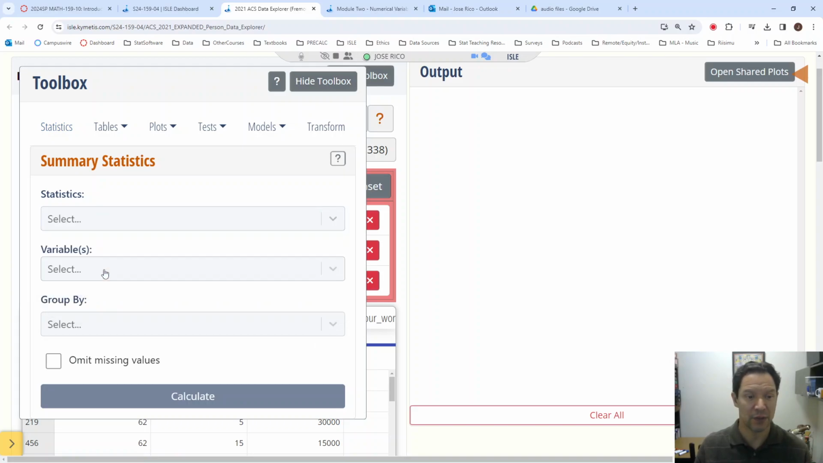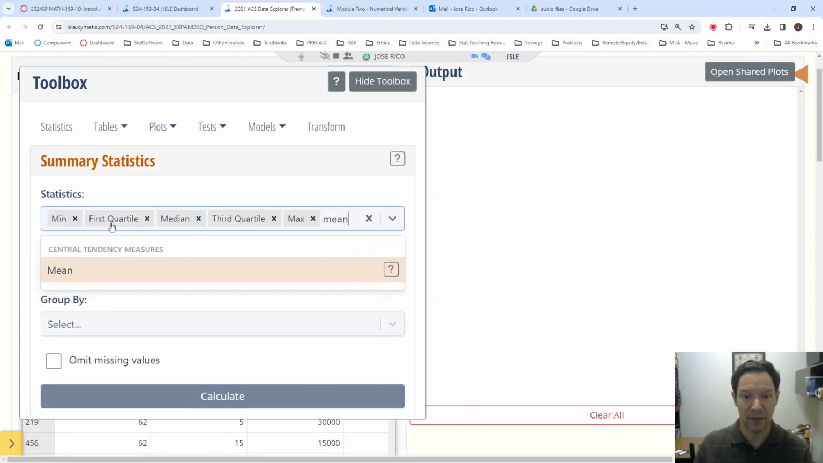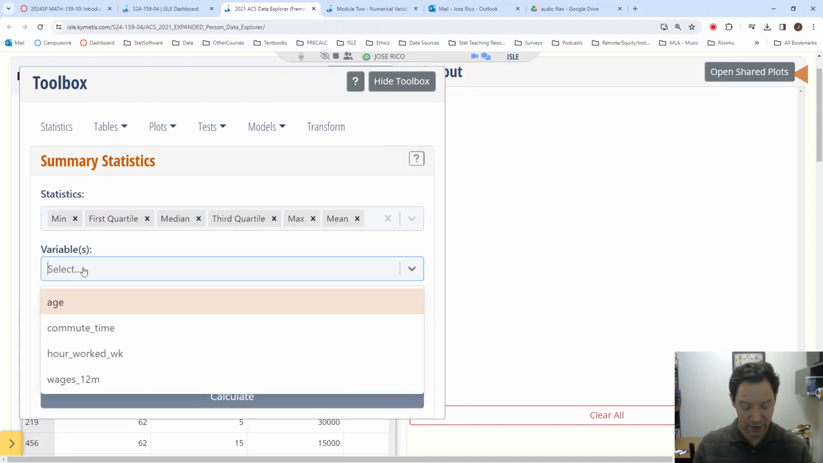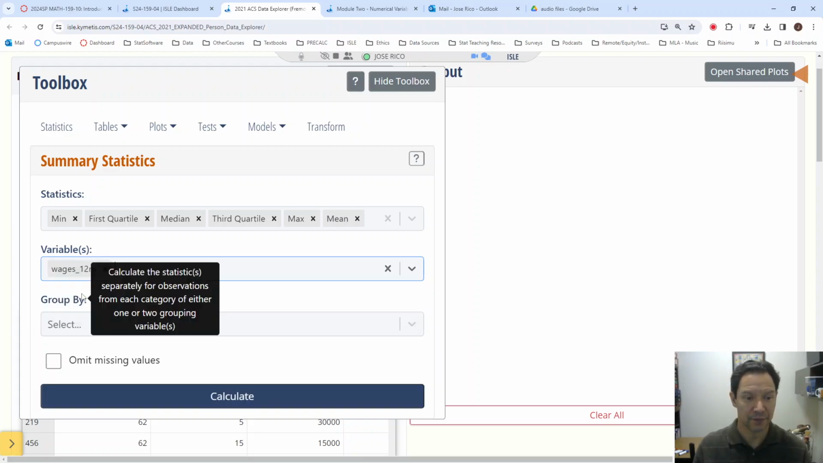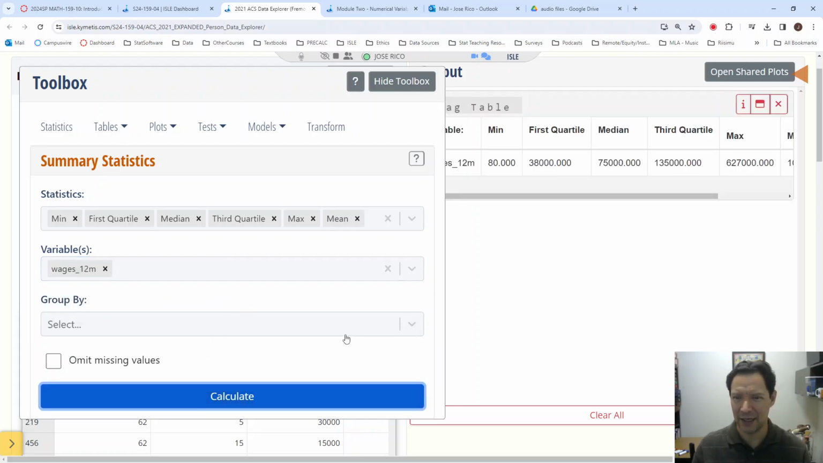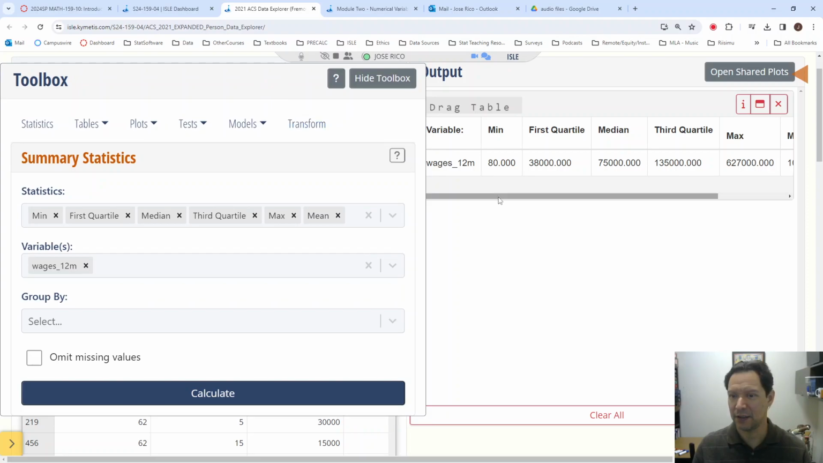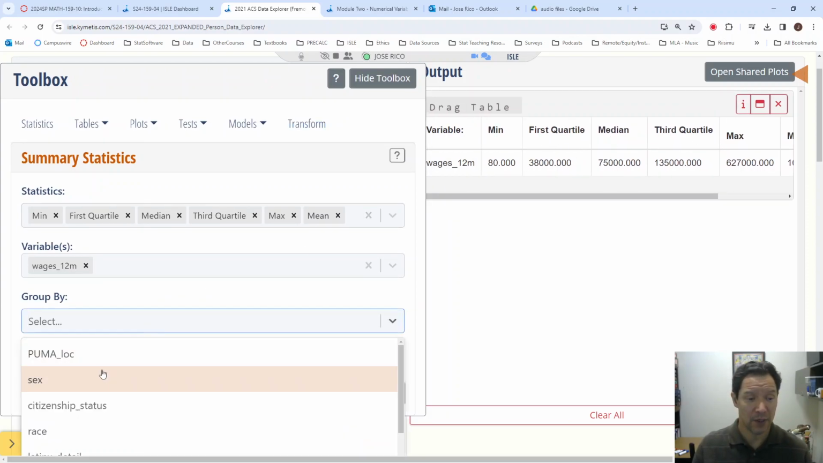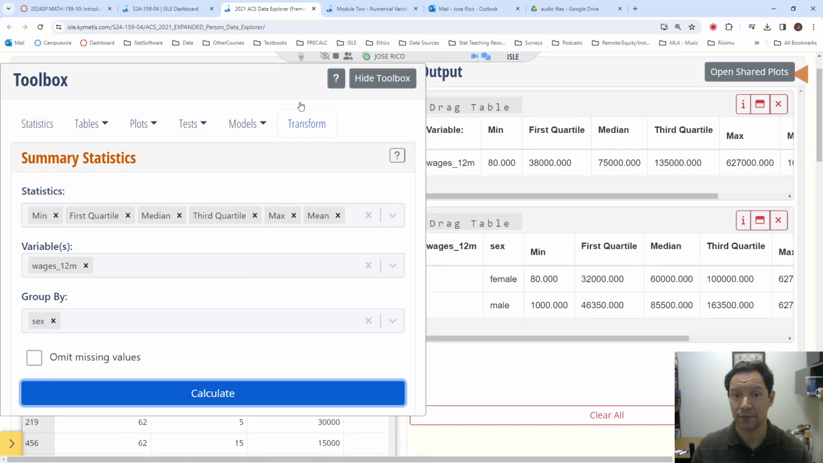So we're going to do 5-number summary, and add in the mean. The variable is going to be wages. I like to see how it looks originally before I do anything, just so I get a sense of it. So this is for everybody in my sample, but I want to break it down by sex.